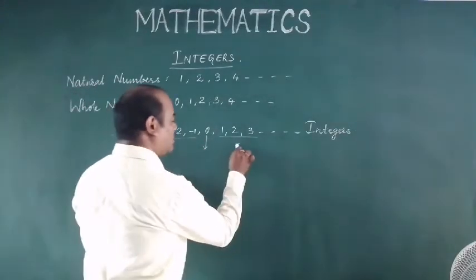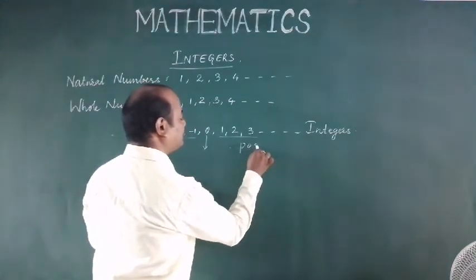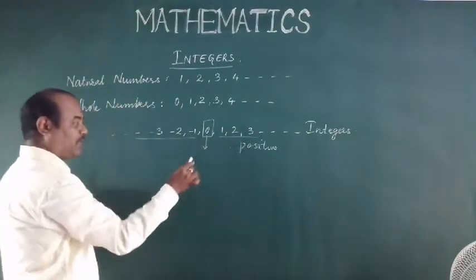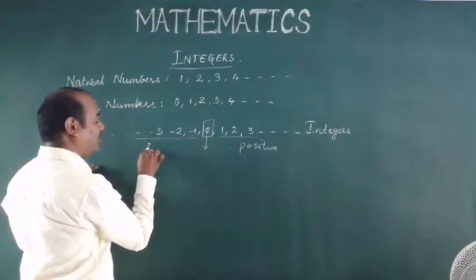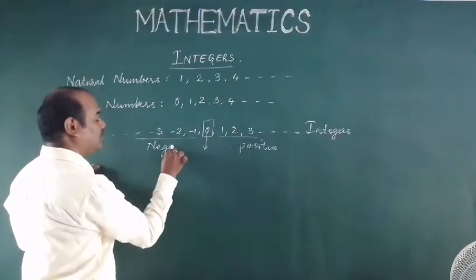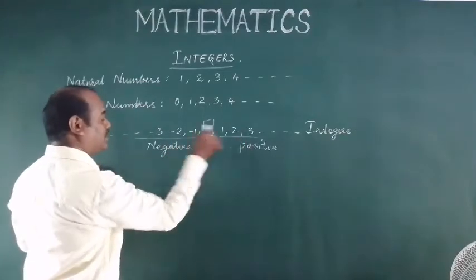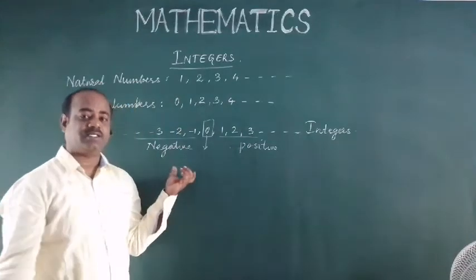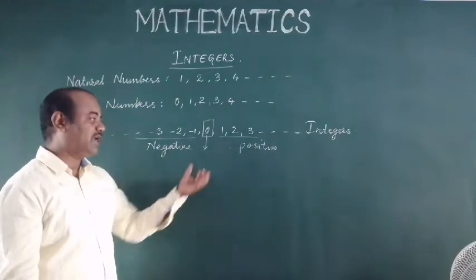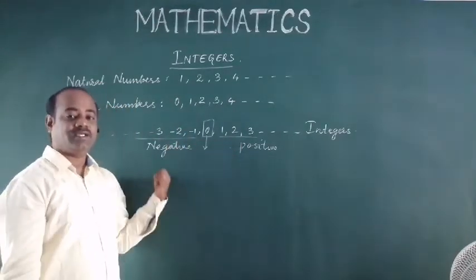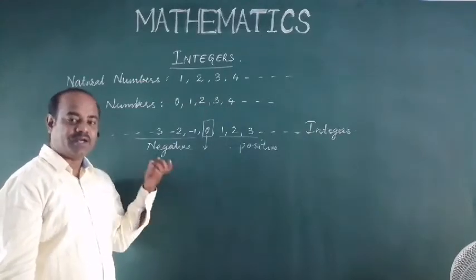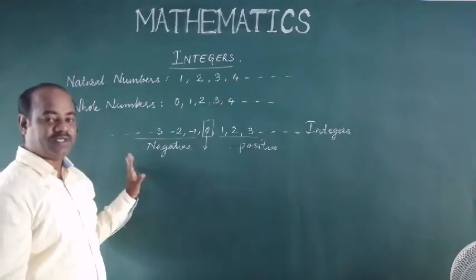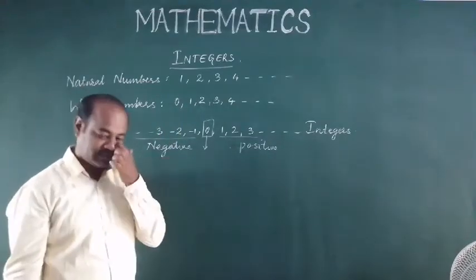The right side values of 0 are positive. Left side values are negative. So positive numbers, negative numbers and 0 included, this new combination is called integers. In integers we have positive, negative as well as 0. Is it clear? Now coming to some questions from the textbook. Okay, once observe this, I will start the textbook questions.